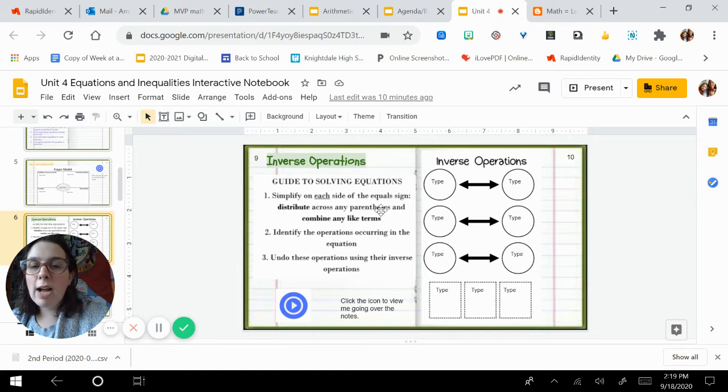So you'll see here a guide to solving equations. I have it just very short and simple. Simplify each side of the equal sign. Distribute across parentheses and combine like terms. That's what you would do first. Distribute, combine if you can. If not, you skip that step.